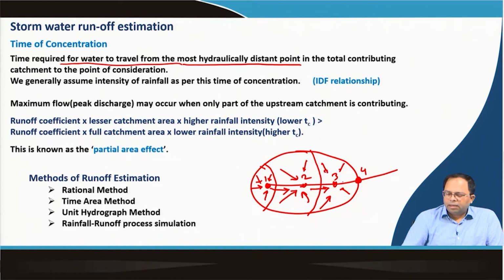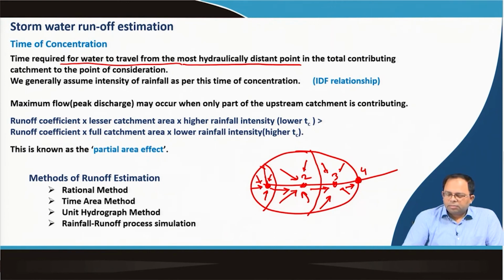And then over here this water goes and reaches there. So, the time of concentration at this point is the time required for water to travel from the most hydraulically distant point in the total contributing catchment to the point of consideration. So, the total contributing catchment to this particular inlet has an extreme point, probably this one or maybe this one. So, what is the total time taken by water to travel over here?